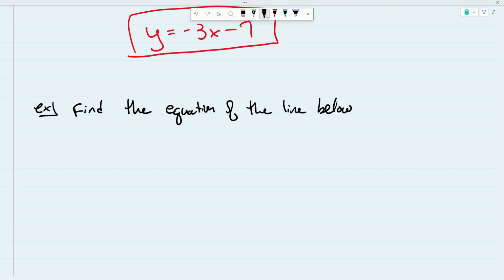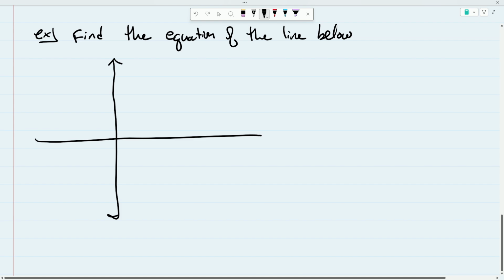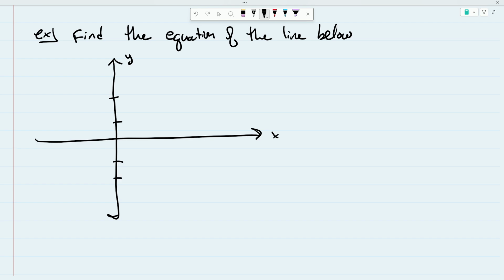And instead of giving you information, what I'm going to do is just give you a picture. So I'm going to go ahead and just draw a small one right here. And here is the line that I want us to look at. All right. And it's right there. So I want you to find the equation of this line.